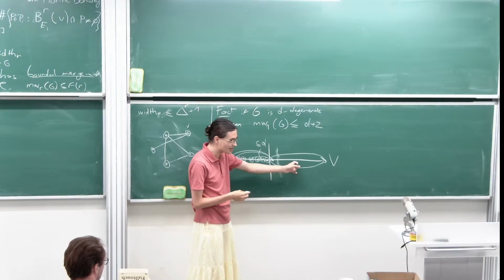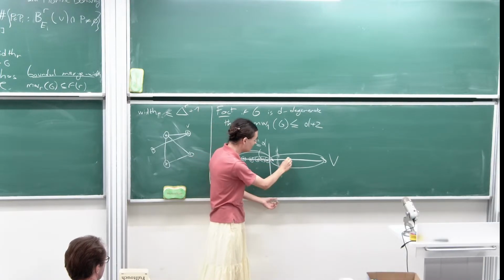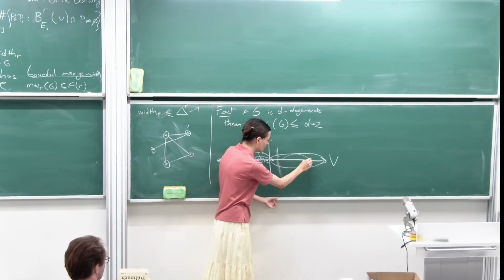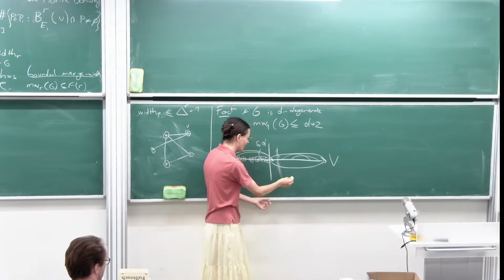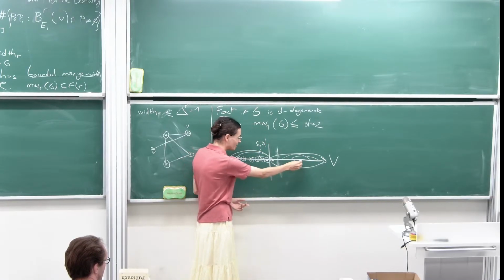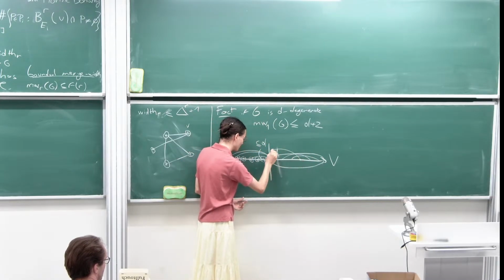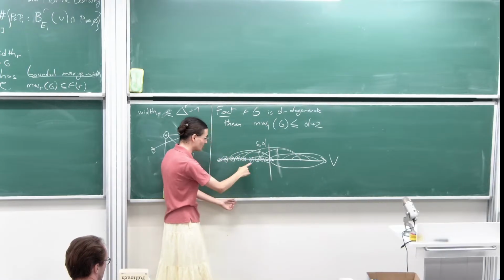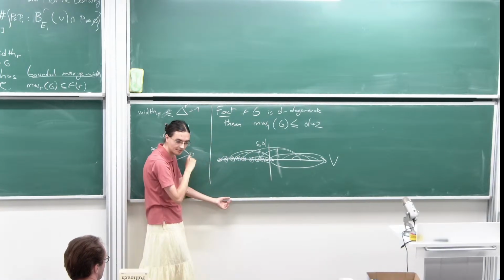And now I need to tell you which edges already exist. So inside this big part, I will already have created all edges. And I will also create all edges going from this part to the left, but nothing in between the singletons.